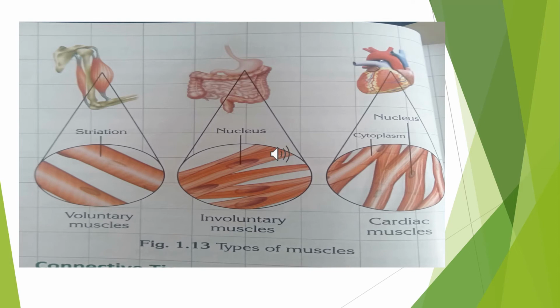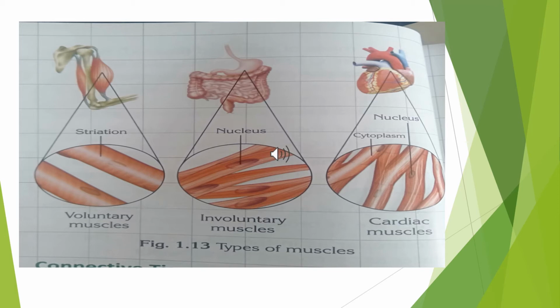Look at the picture. These are types of muscles. Very important: each muscle is made up of many long cylindrical fibers arranged in parallel arrays. These tissues help in movement. Muscle fibers are composed of numerous fine fibrils.